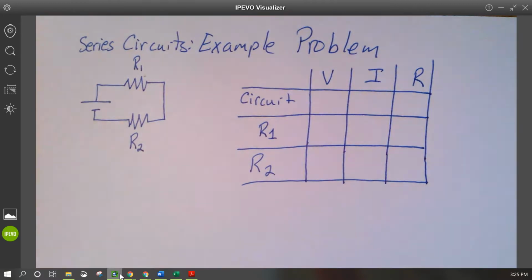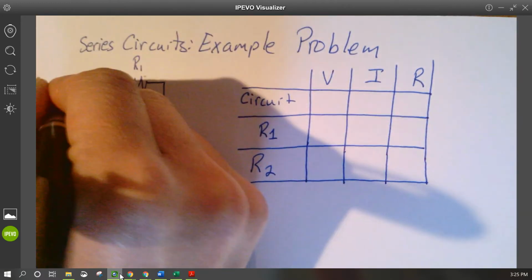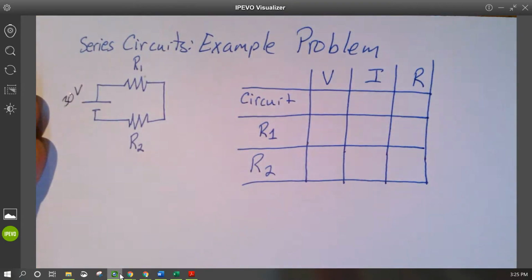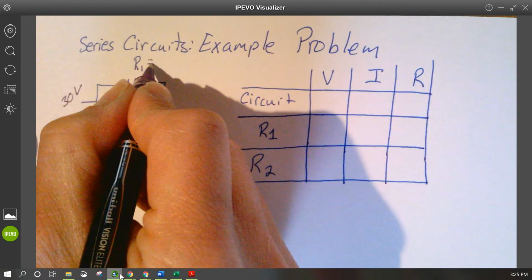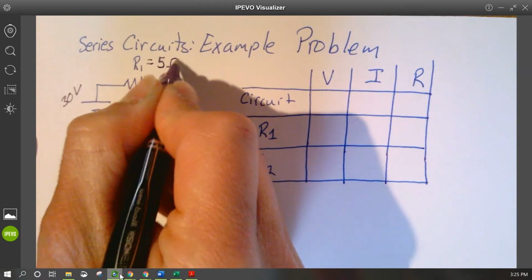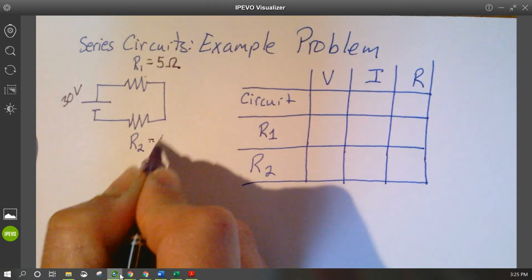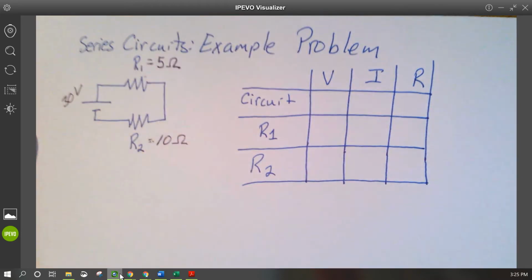And let's go ahead and label some knowns. So I'm going to make this a 30-volt battery. I'm just going to label 30 volts right by my power supply symbol in the circuit. R1 is going to be 5 ohms, and R2 is going to be 10 ohms.